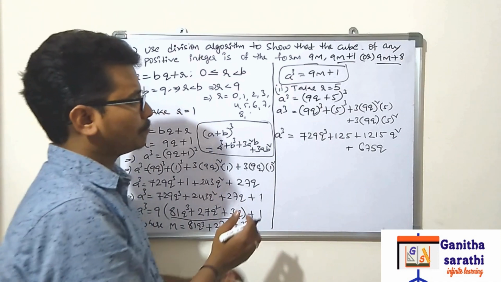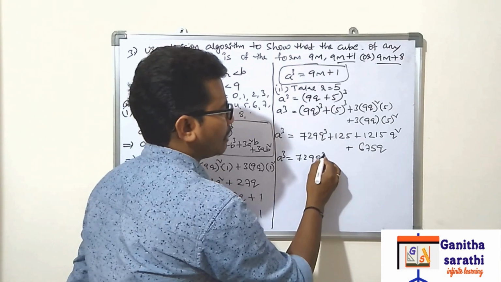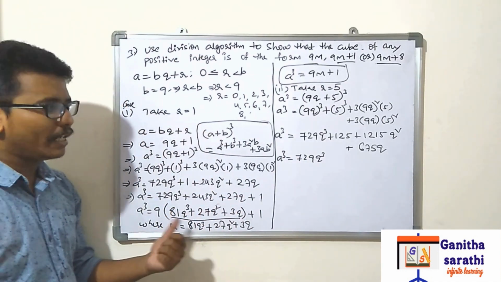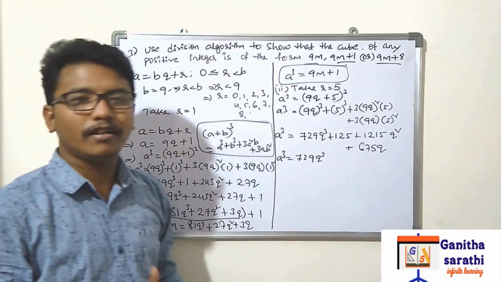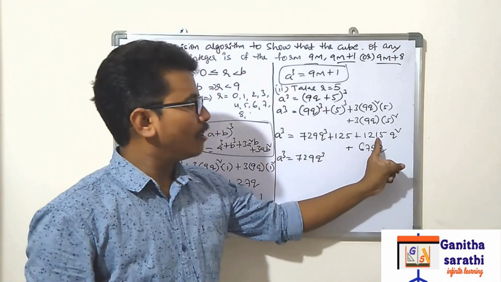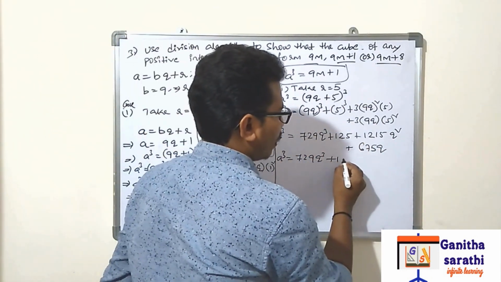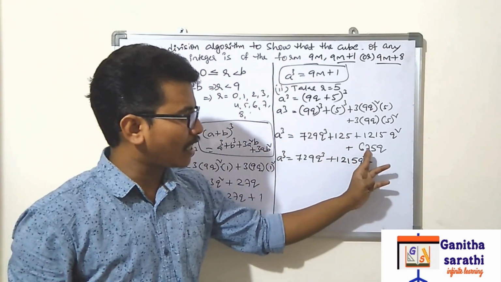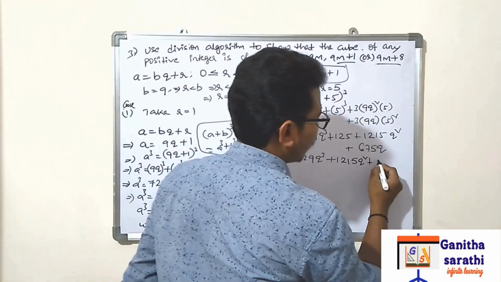See here, 729 is divisible by 9. Whenever you are doing this, you can use the divisibility rule also. 729 is already divisible, leave it. Next, leave 125. See this one, 1215. What is the divisibility rule of 9? Sum of digits should be divisible by 9. 1 plus 2, 3, 3 plus 1, 4, 4 plus 5, 9, so 9 is divisible by 9. So plus 1215 q square plus. Now same, add this one, 6 plus 7, 13, 13 plus 5, 18, 18 is divisible by 9. So this number will be definitely divisible by 9.